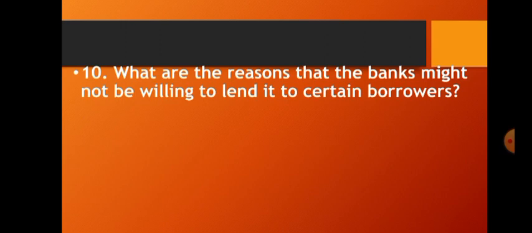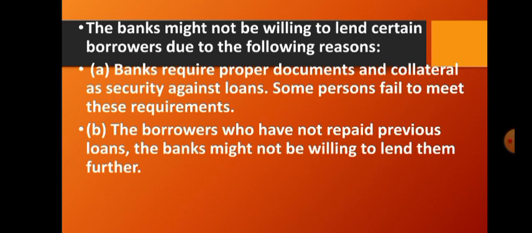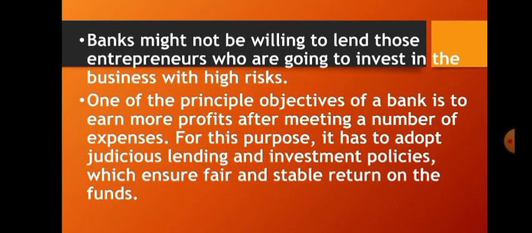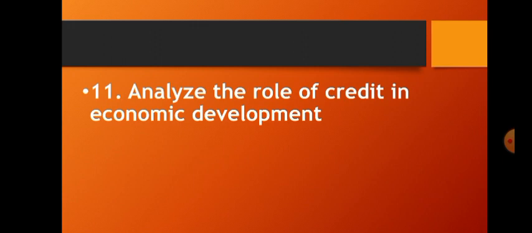What are the reasons that banks might not be willing to lend to certain borrowers? Banks might not be willing to lend to certain borrowers due to the following reasons. Banks require proper documents and collateral. Borrowers who have not repaid a previous loan, banks might not be willing to lend to them. Banks might not be willing to lend to those entrepreneurs who are going to invest in a business with high risk. One of the principal objectives of the bank is to earn more profit after meeting a number of expenses. For this purpose, it has to adopt judicious lending and investment policies which ensure a fair and stable return on the funds.